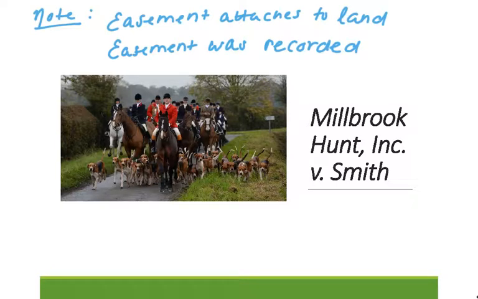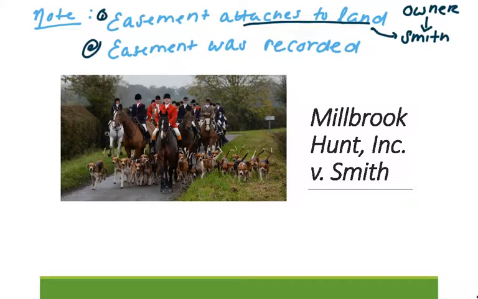I'd also like to point out a couple more things about the case. The first is that note that the easement in this case attaches to the land, because easements always attach to the land. What does that mean? Well, it means that we had the original owner and then we had the subsequent purchaser. And when the owner sold to Smith, the purchaser, the easement flows and continues with the land. So it remains a condition, it remains an encumbrance that flows with the land. So that's the first thing.